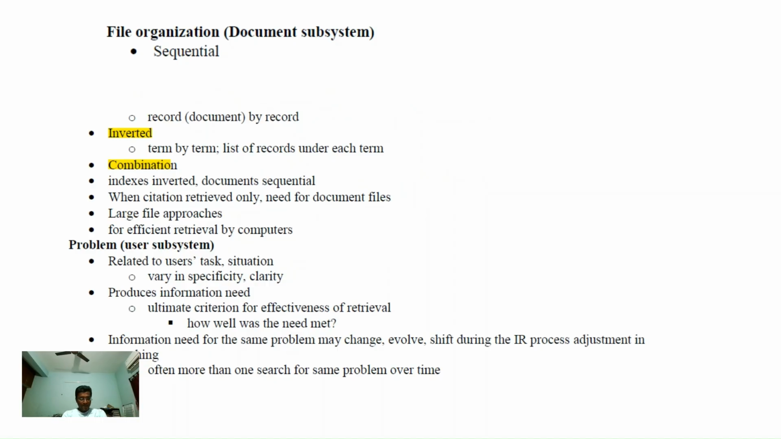The problem user subsystem may vary depending on the specificity or the clarity, and is generically related to the user's situation. What it does is produce the information needed, which is the ultimate criterion for effectiveness of retrieval. And the information needed for the same problem may change or shift during the IR process adjustment. There is often more than one search for the same problem over time.